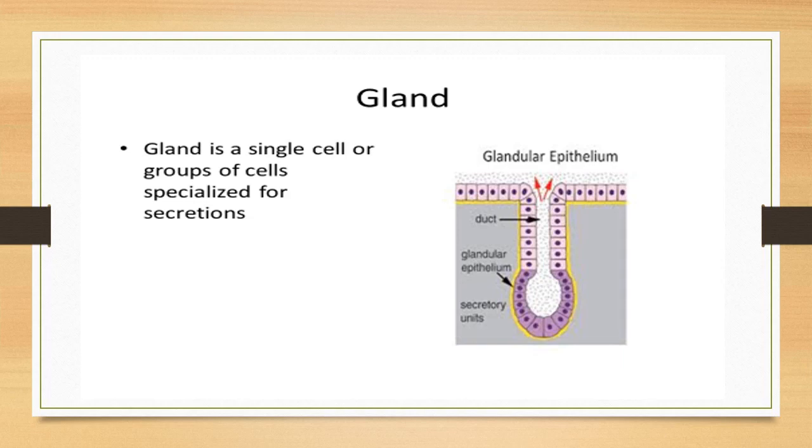Now, a gland is a single cell or a group of cells specialized for secretions. The gland has a secretory unit which is lined with the glandular epithelium, and it also has the supporting unit, which is the stroma of the gland. So whenever we describe a gland, we describe it in two terms: the parenchyma, which is the functional unit or the secretory unit of the gland, and the stroma, which is the connective tissue portion or the supporting portion of the gland.